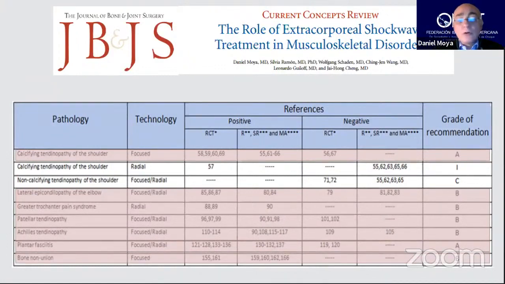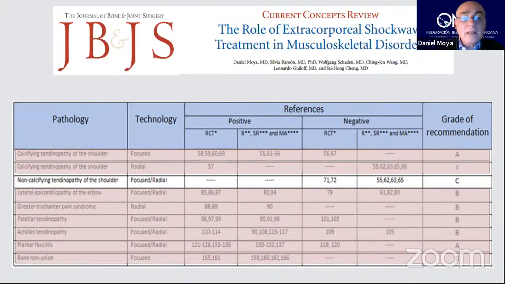Then we have also a grade of recommendation B for the use of focus waves for non-unions. And we have a grade of recommendation I that means inconsistent, because there is not enough information for the treatment of calcifications of the rotator cuff with radial pressure waves. The quality of the papers and the amount of the papers is not enough.